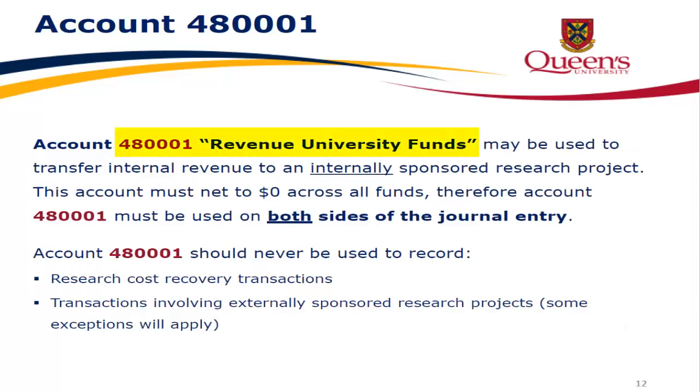Account 480001, Revenue University Funds, may be used to transfer internal revenue to an internally sponsored research project. This account must net to zero across all funds. Therefore, account 480001 must be used on both sides of the journal entry. It is important to note this account should never be used to record research cost recovery transactions or transactions involving externally sponsored research projects, although some exceptions do apply. If you have questions regarding the appropriate account to use for a research project, please contact Research Accounting for guidance.